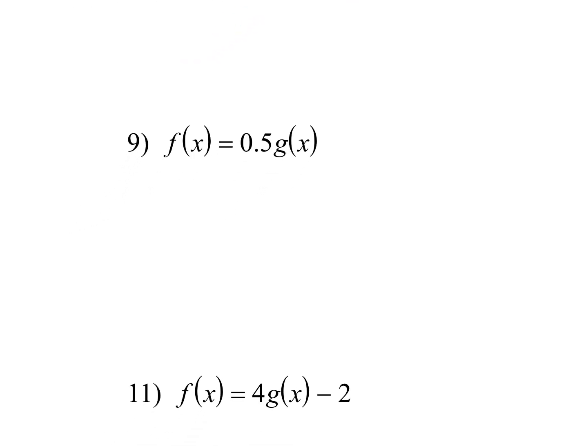All right. What about when we multiply by 0.5? Nick? Vertical compression. So that would be a compression. Because it's less than 1, it's in between 1 and 0, it's a compression.